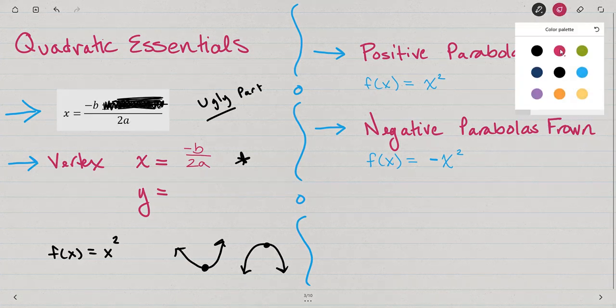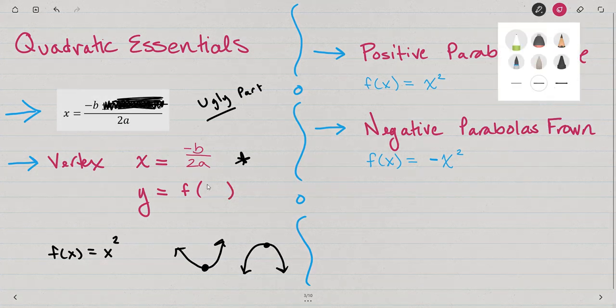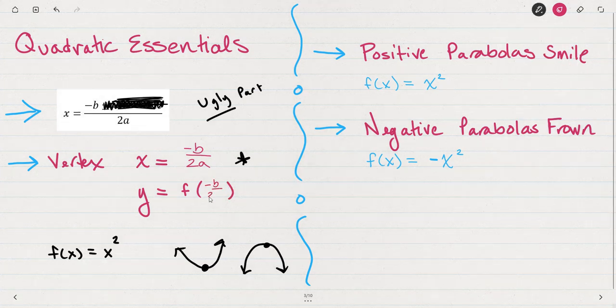Now, once we have x, you can then find y by simply plugging in that x that you got, the opposite of b over 2a, into the function, and that'll give you y. So we'll have an x and a y coordinate for the vertex of this parabola. So that's the second essential.